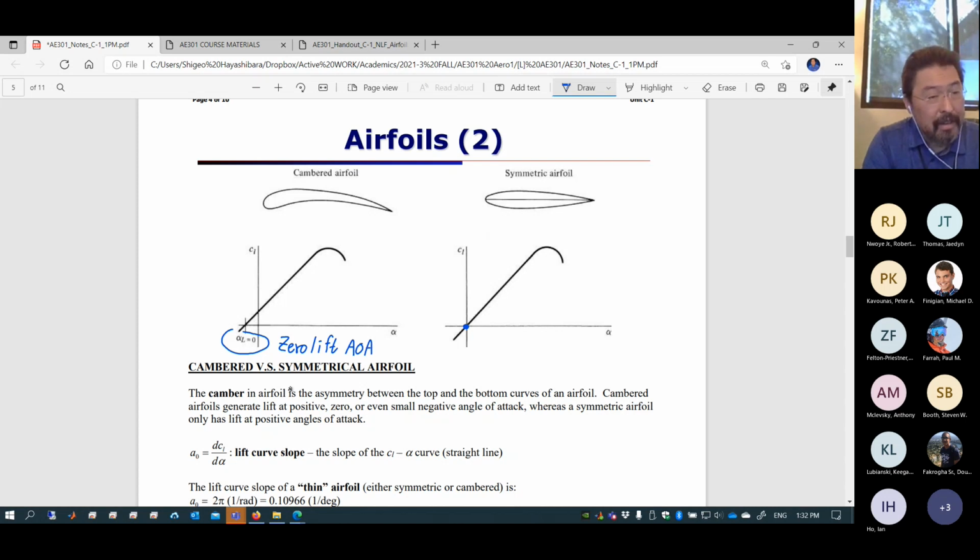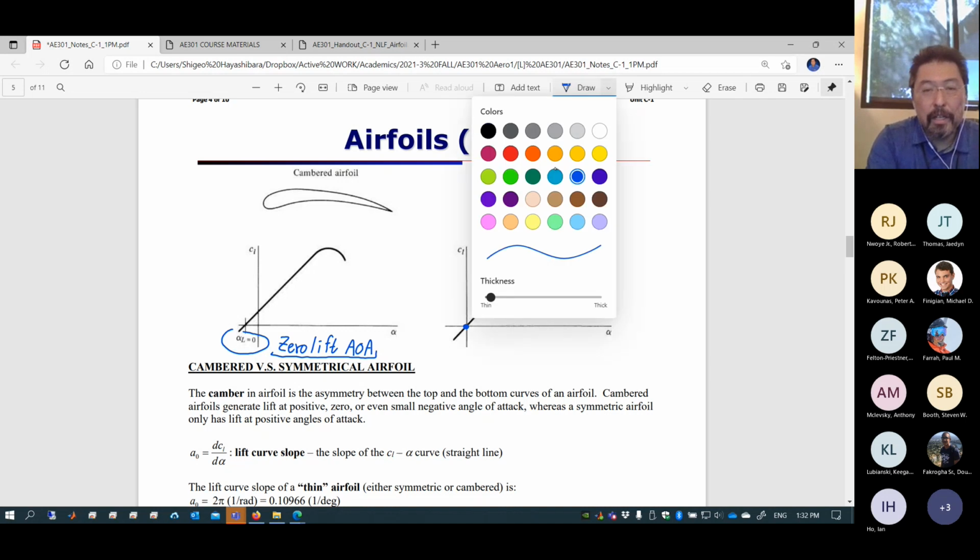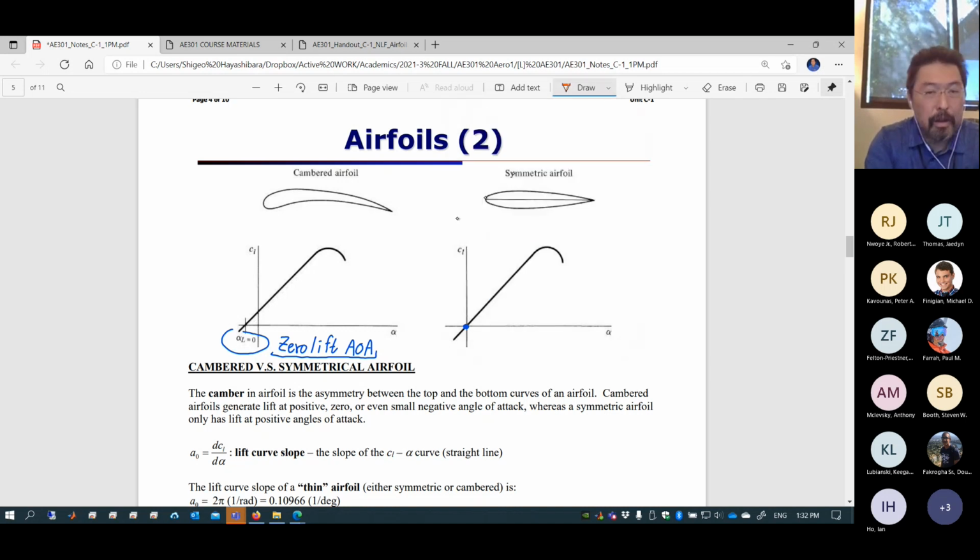By putting in the camber, typically you're not going to increase the maximum lift coefficient, but the entire curve is going to be slid to the left. That's what positive camber does.